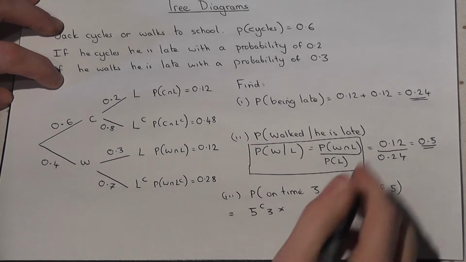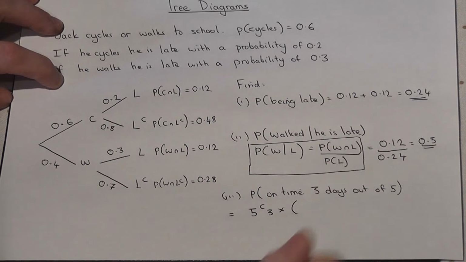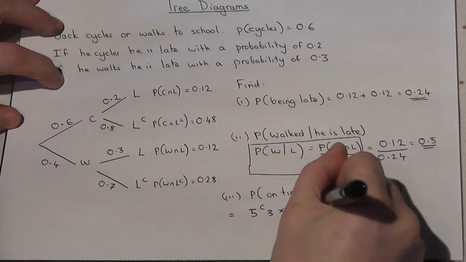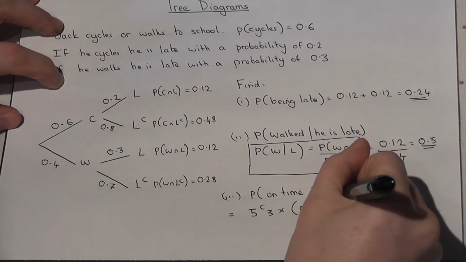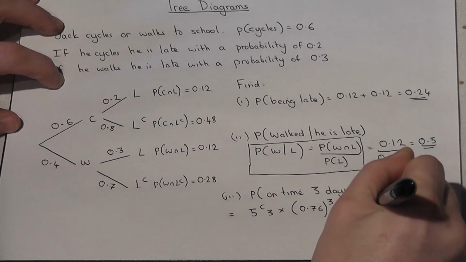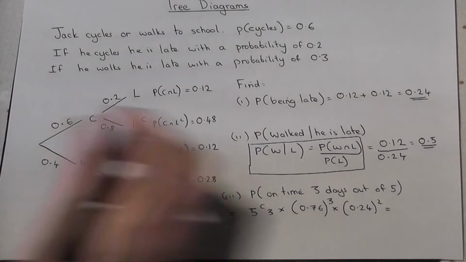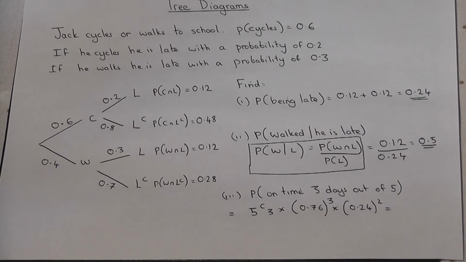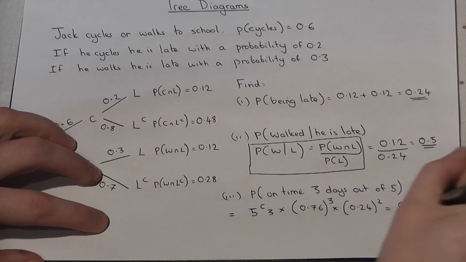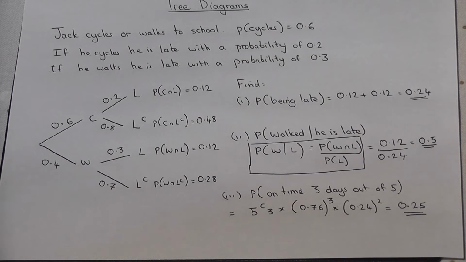Now, the chance of being late is 0.24. The chance of being on time is therefore 1 minus that, which is 0.76. And we want to be on time 3 times, therefore late twice. So we put that into our calculator and work out that the answer to that is 0.252 to 2 significant figures.